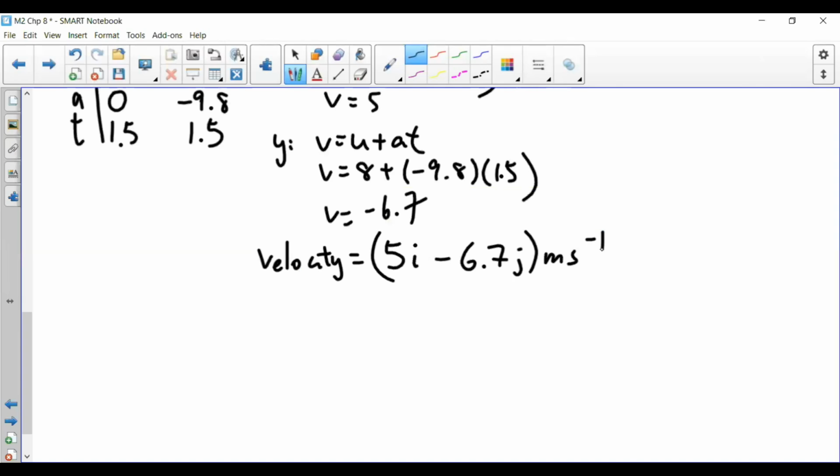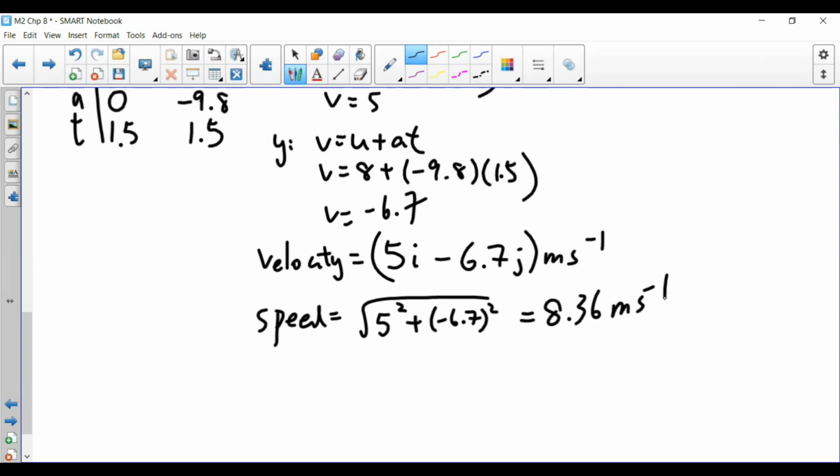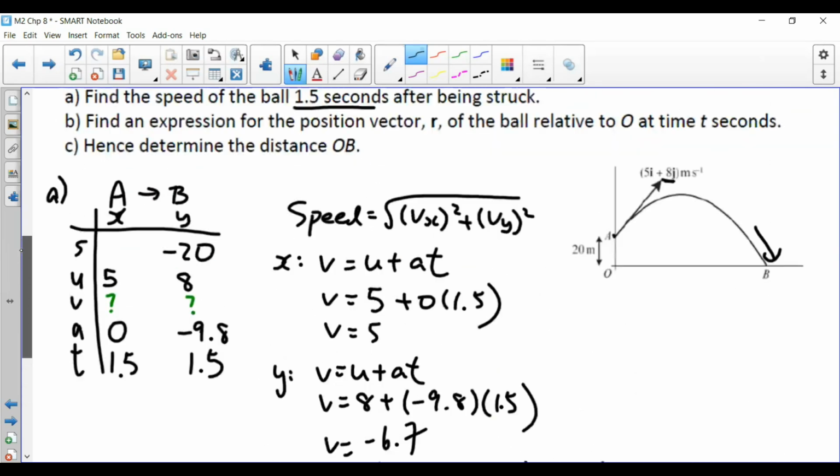So the next thing is we want to find the speed. The speed is the magnitude. To find the magnitude, we're going to do the square root of 5 squared plus -6.7 squared. You can put the negative or not because squaring will cancel the negative anyway. Put it in a calculator, you should get 8.36 meters per second in 3 SF. And that's the speed.